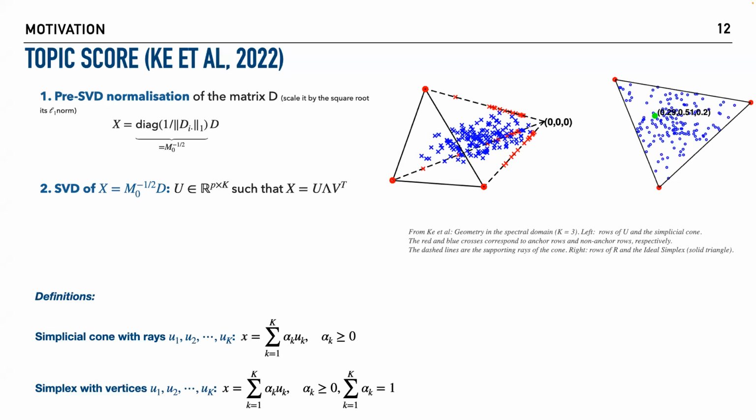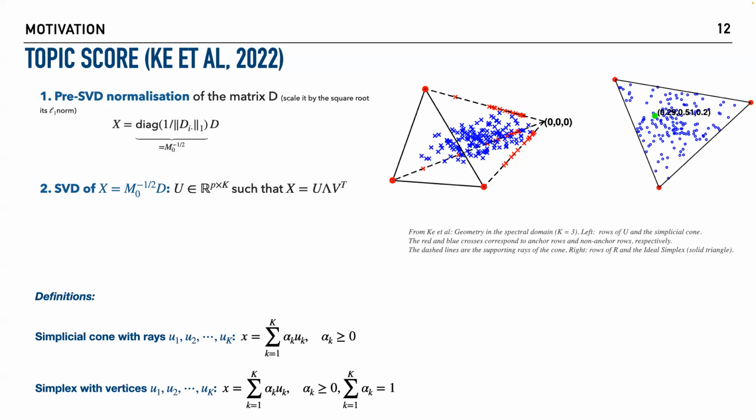You can actually show, with just a little bit of algebra, that each of these points U belong to a simplicial cone, where a simplicial cone is defined by a set of rays. Each of the points, the U's here, is a linear combination of these rays, where the coefficients of that linear combination are non-negative. And what's great as well is you can show that the anchor words are located on the rays. So that's an interesting property of this eigenvector decomposition.